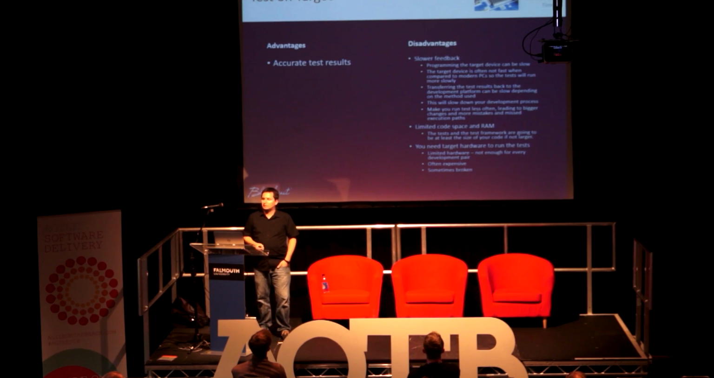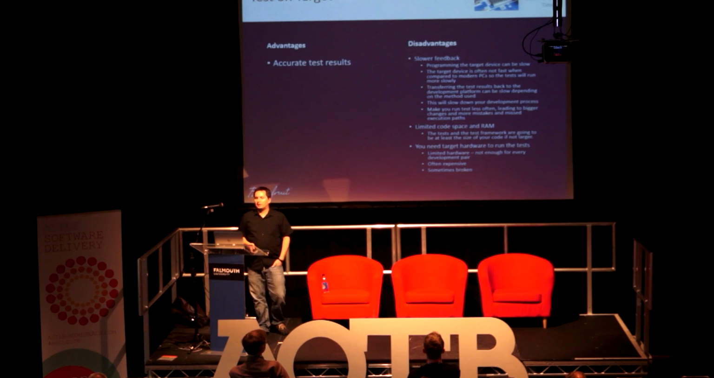Most of the disadvantages were because we were relying on the target platform. So the slower feedback I've already covered. As I mentioned at the beginning, our systems generally have very limited code space and RAM. Our tests are going to be at least as big, if not bigger, than our code, and we have to deploy the tests, the code, and the unit testing framework. So unless you have a really small code base, that's going to be a problem. You're going to have to break it down.